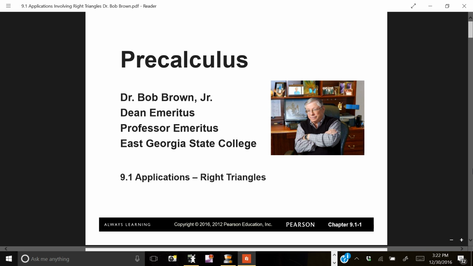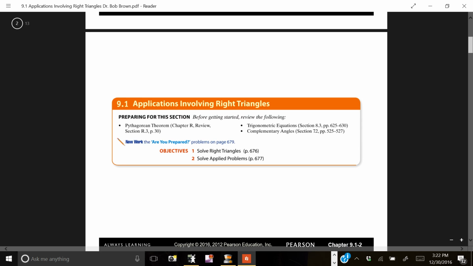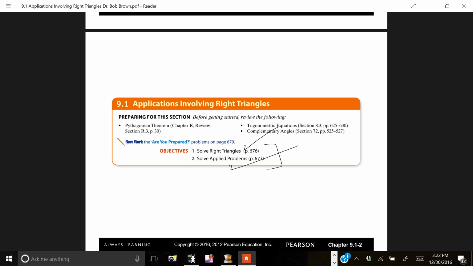Hello, this is Dr. Brown, and in this lesson 9.1, we're going to look at solving application problems using what we've learned about right triangles. The main objectives are, number one, to be able to solve right triangle problems, and then to solve particular practical problems using what we know about right triangles.